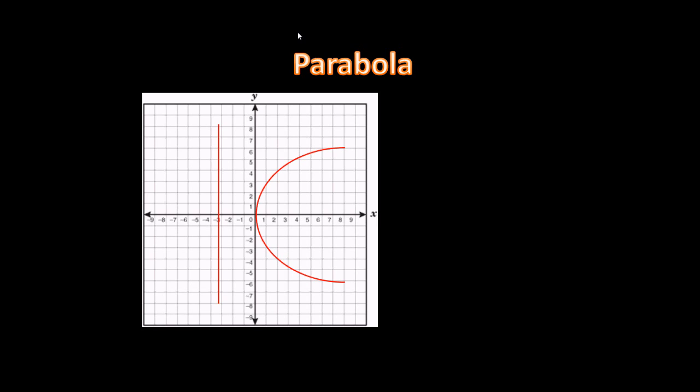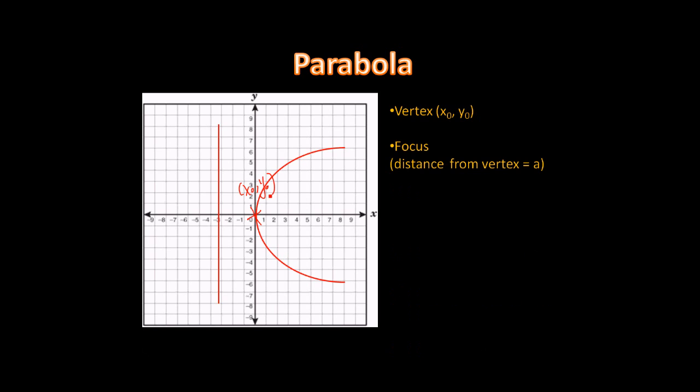Let's start with some important properties of parabola. So first of all, the vertex. Now the vertex is located at the very end of the parabola, which is here. So this is the vertex. We normally denote it as x0 and y0.